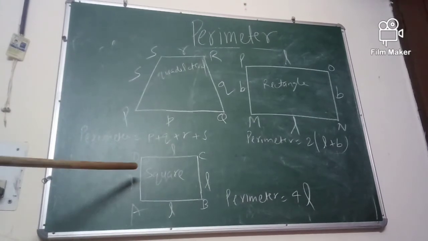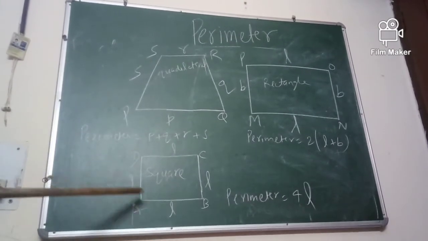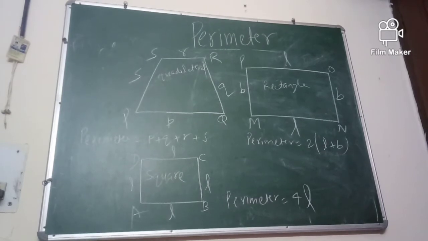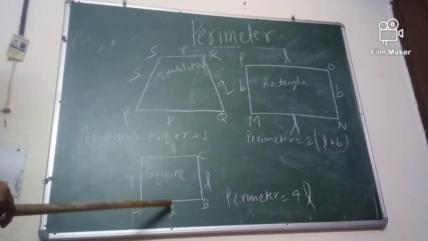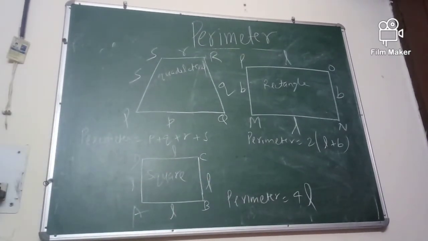And in the case of a square, where all the sides are equal, we can easily calculate the perimeter by multiplying the length of one side by 4.